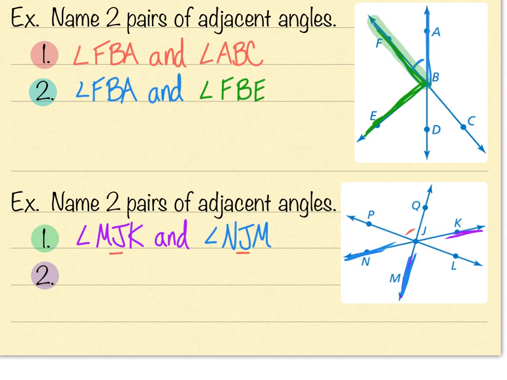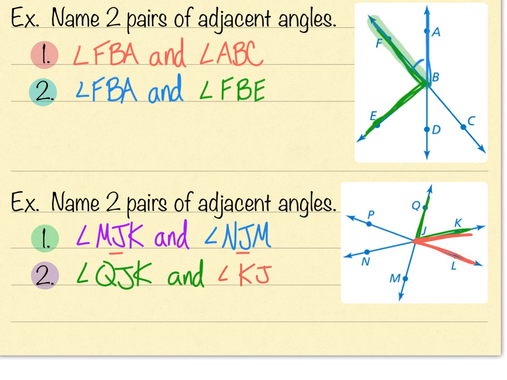I could say, let's erase this, angle QJK, this angle up here, angle QJK, and angle, let's see, I couldn't pick this angle here because it doesn't share any common sides, but I could pick this angle here, and so that would be angle KJL, or LJK, and those two angles are adjacent.